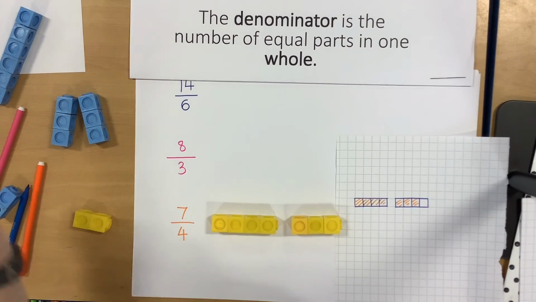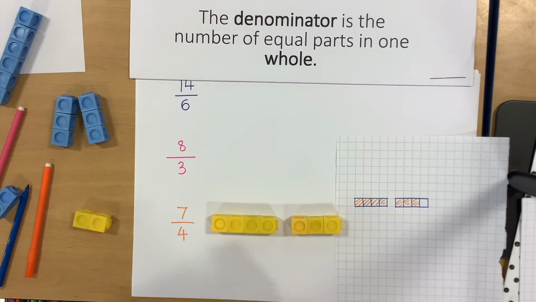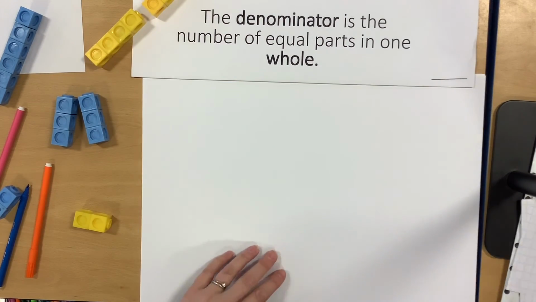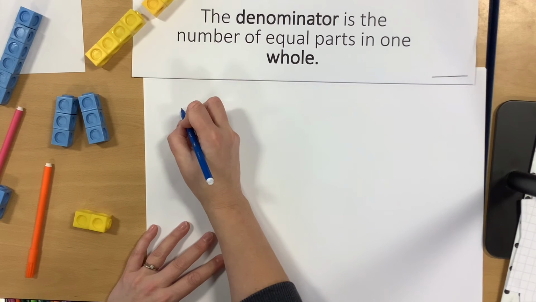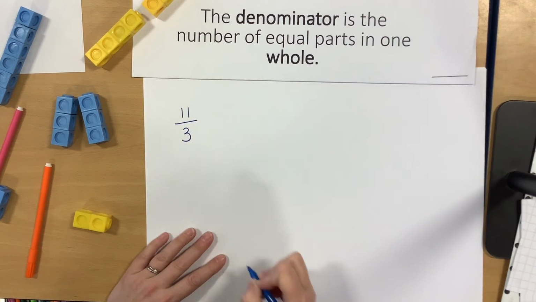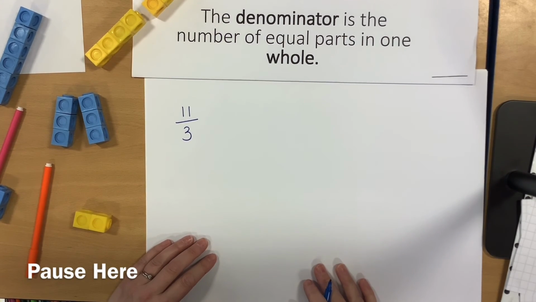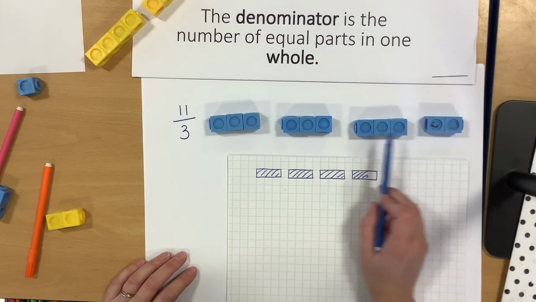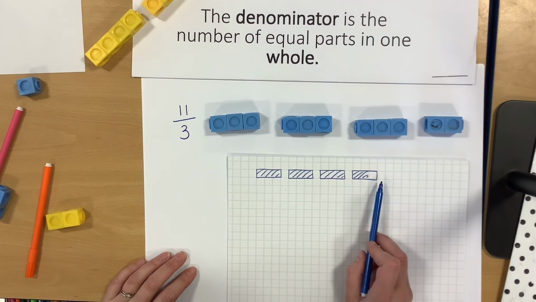Okay, I'm going to put a fraction up on the screen for you. I'd like you to pause the video. I'd like you to build and draw the improper fraction and then restart the video to see if you were right before moving on to the next one. Your first challenge is 11/3. Pause the video, build or draw, and then come back to see if you were right. Okay, so 11/3 might look like this, or it could look like this.